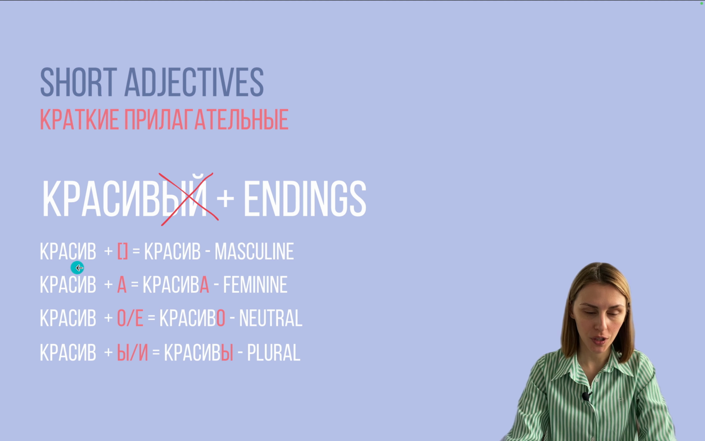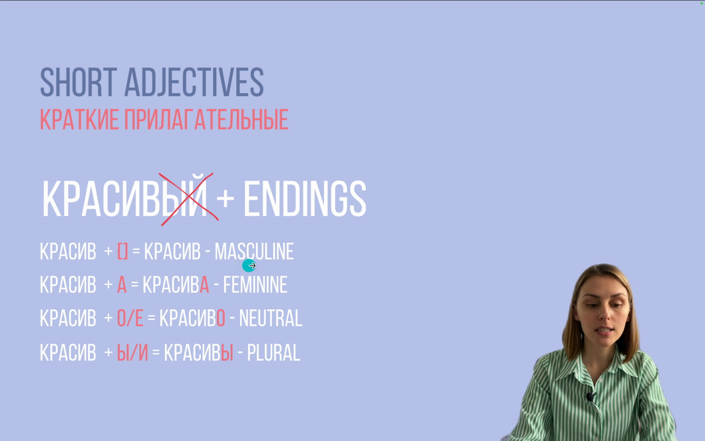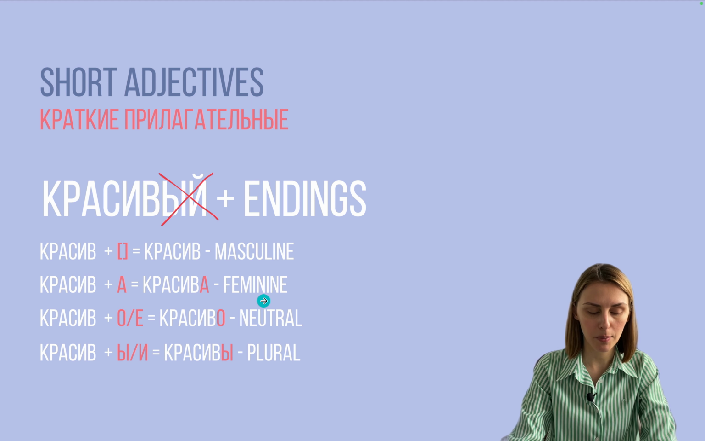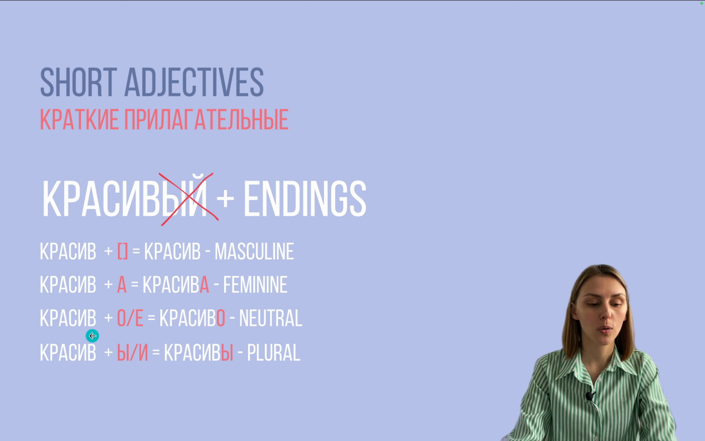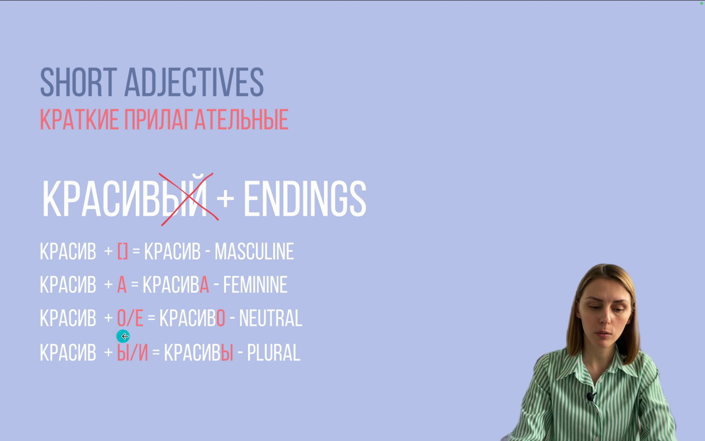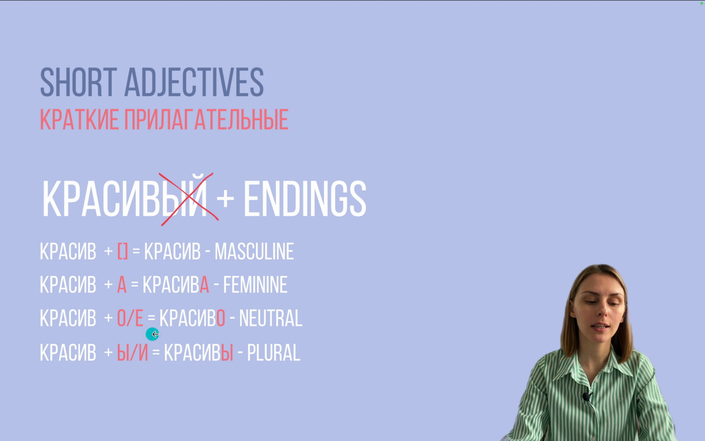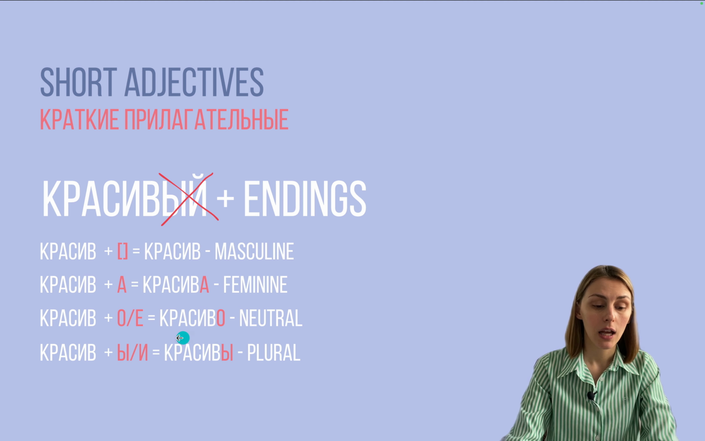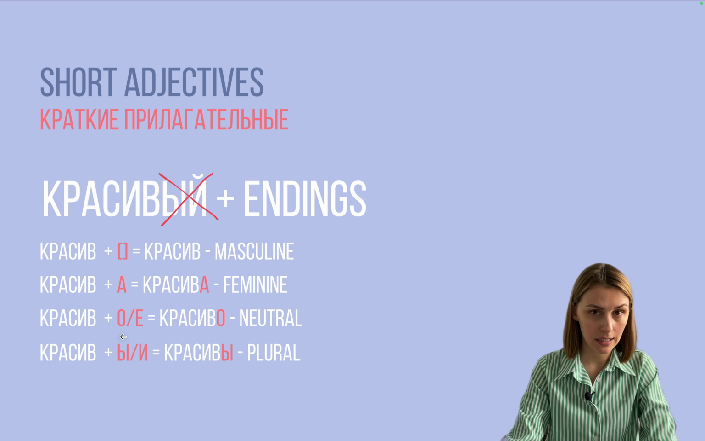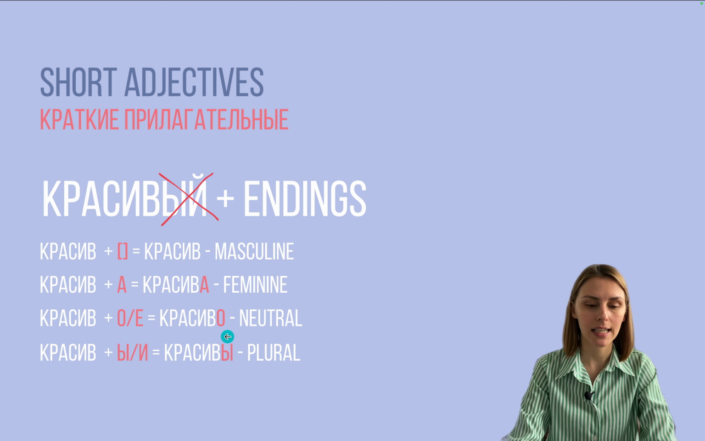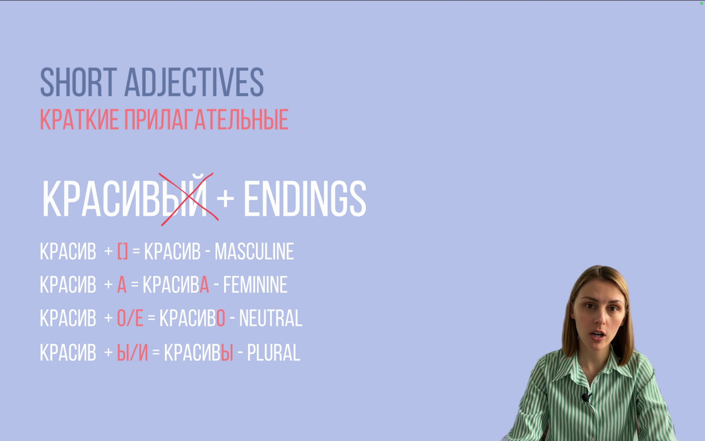Красив. Masculine short adjectives don't have any ending. If it's feminine, then you add the ending «а»: красива. For neutral nouns, we add «о» or sometimes «е». For example, with the word красив, we use the ending «о», and we get красиво. With plural nouns, it can be the ending «ы» or «и». In case of this word, we choose «ы», and then it's красивы, plural. So, красив, красива, красиво, красивы, these are short adjectives.